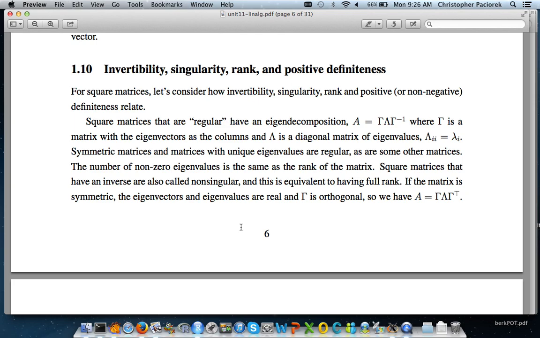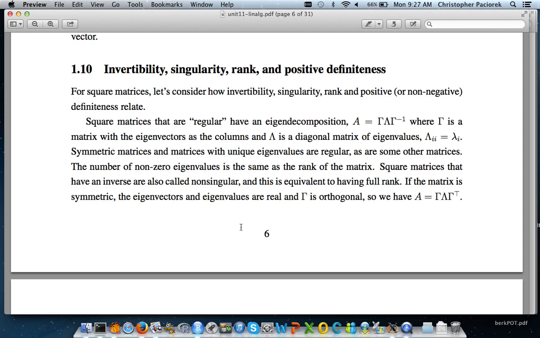Okay, so the idea is that square matrices you can decompose as an eigen decomposition. Any square matrix A can be decomposed as gamma, lambda, gamma inverse. The columns of gamma are the eigenvectors, and lambda is a diagonal matrix, and the values on the diagonal are what we call the eigenvalues. In this case, the number of non-zero eigenvalues is the same as the rank of the matrix. Usually we're going to be working with square matrices, and actually usually even beyond that, we're going to be working with symmetric matrices. So things get simpler in that case.